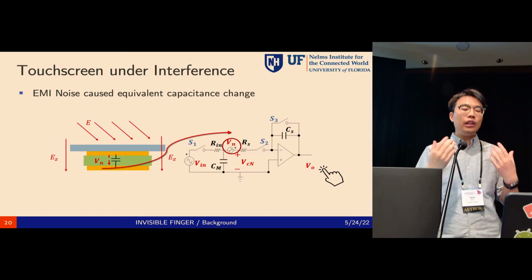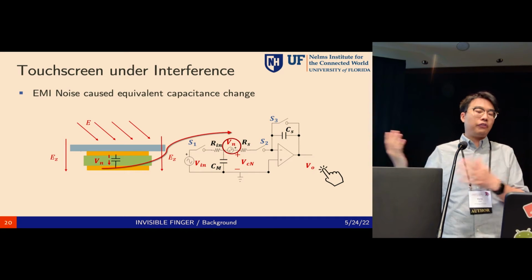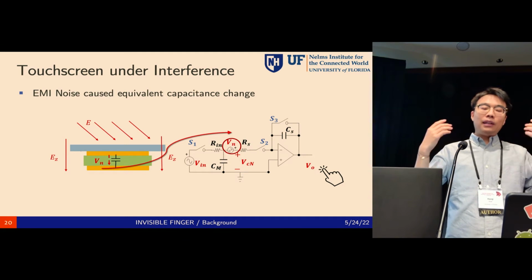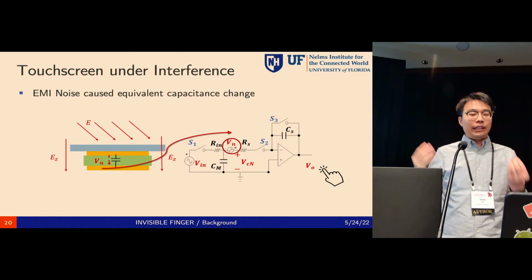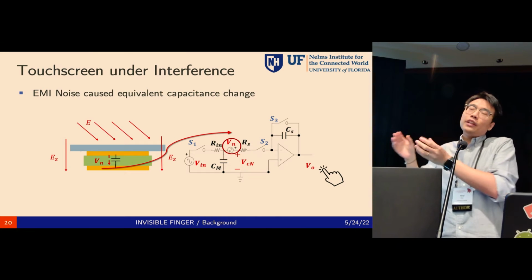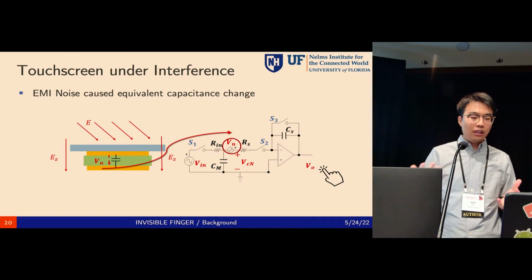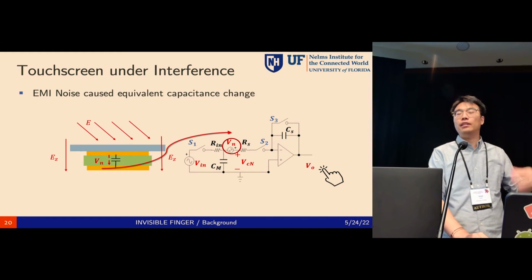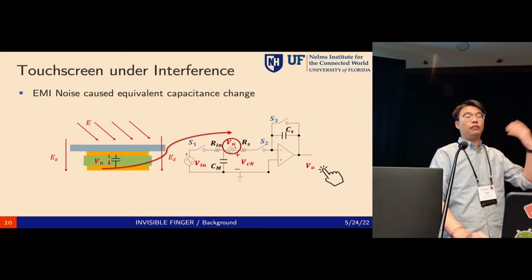So now we know that human fingers touch this. If the human finger touches the screen, then there will be a capacitance change. But what about when we have the EMI noise? The EMI noise that is directly applied on the touch screen is equivalent to a tiny voltage source that interferes with the capacitance sensing part and eventually is recognized as the voltage change and the finger touch.